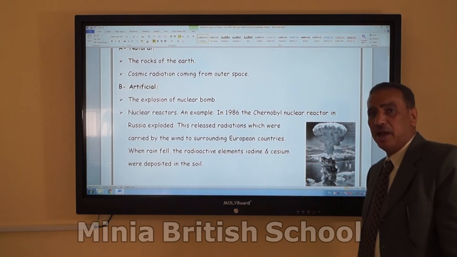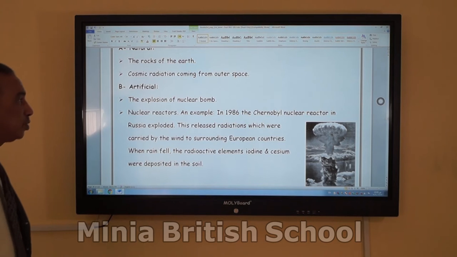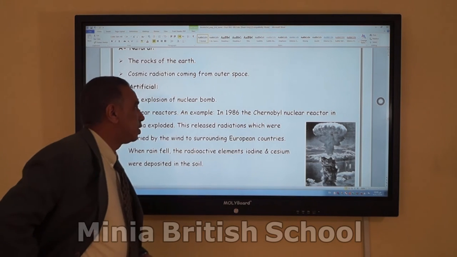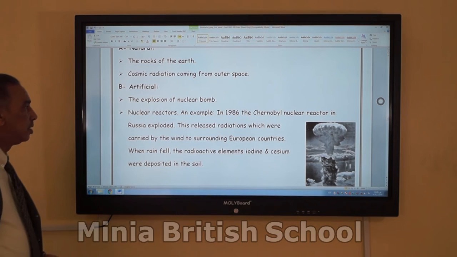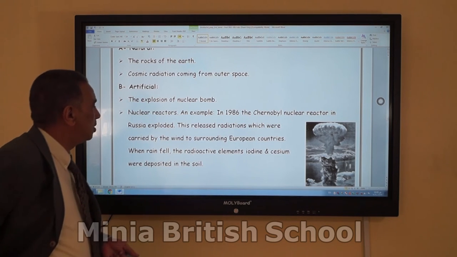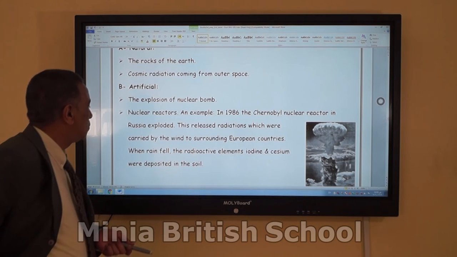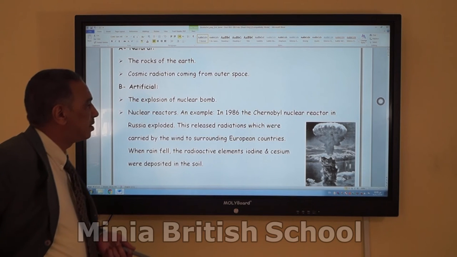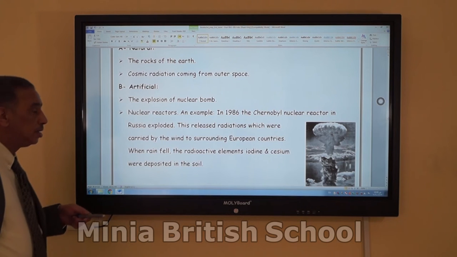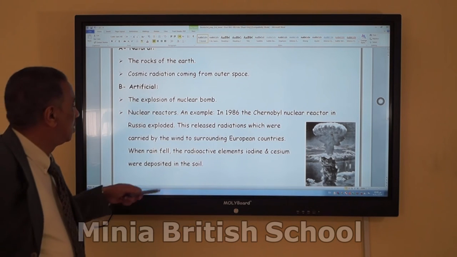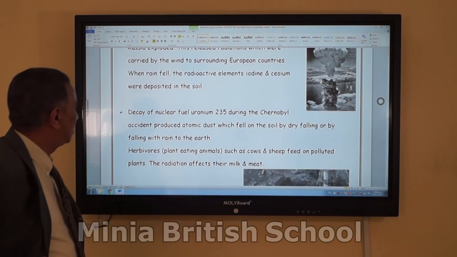reactors. And we have a very important example that was a disaster during this time, in 1986, Chernobyl nuclear reactor in the Russia exploded. From this explosion, huge amount of particles and waves are produced, which are carried by the wind, sent to all European countries, and the wind rainfall mixed with the radioactive elements, iodine, cesium, were deposited in the soil.